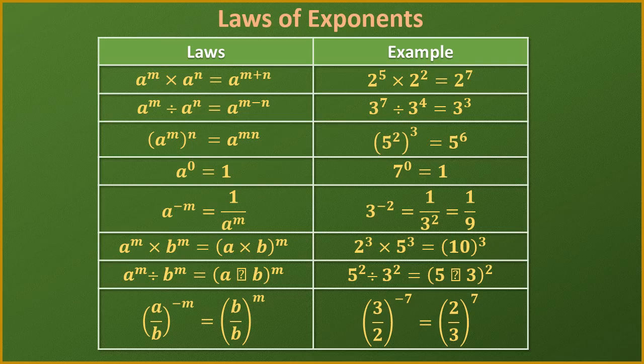And the last formula is, suppose the base value is given in the form of a fraction. If that fractional term has a negative power, you can convert that negative power into positive power if you take the reciprocal of the term. Sorry, here by mistake I wrote b upon b. Please read it as b upon a. Okay, by mistake I wrote b upon b, so read it as b upon a.